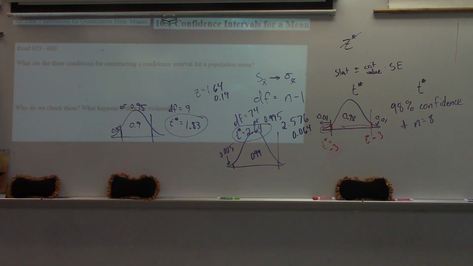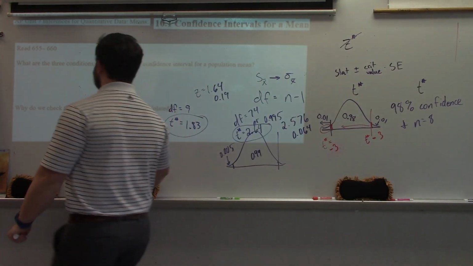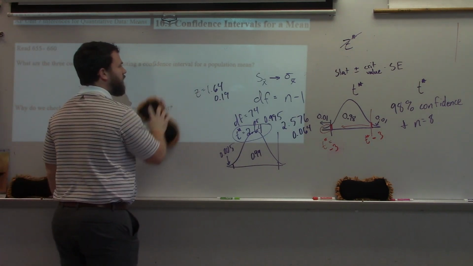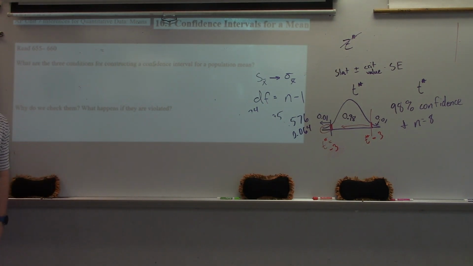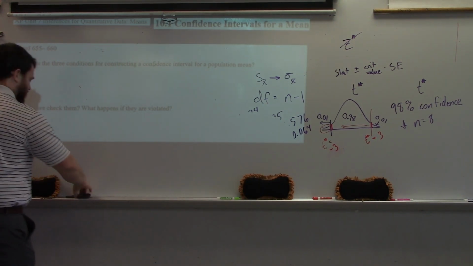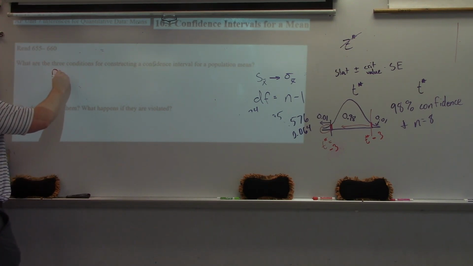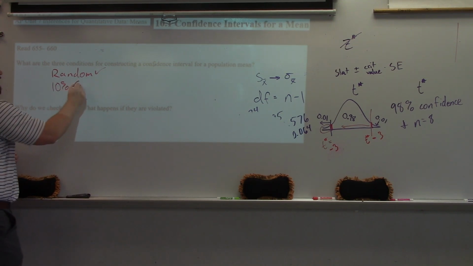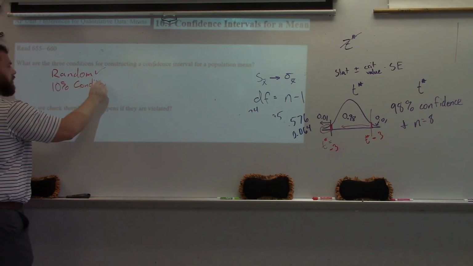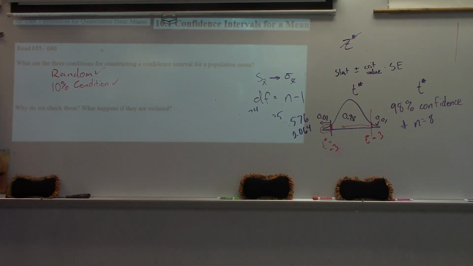Here's something that you already know. Let's think about this logically. What are the three conditions for constructing a confidence interval for population means? Random. We always need random, otherwise our data is bad. The 10% condition, so that each individual value is independent of each other. You said large counts here, but I was kidding. What do you think it's going to be instead?